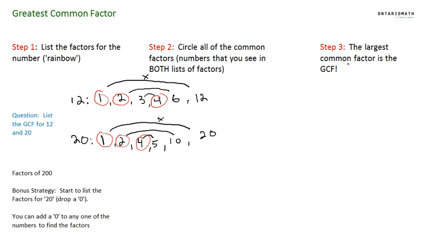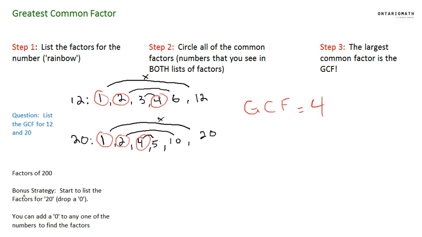Finally, the largest common factor is the greatest common factor. So 4 is the largest number, so the greatest common factor is 4. And that's how you solve for finding common factors, greatest common factors of two numbers. If you had another number, like for example 12, 20, and 30, then you're just going to list 30 down here, list all the factors again, and compare all of them to see which one's common and the greatest common factor. Now that we're done with that, I am going to do a really quick bonus thing.